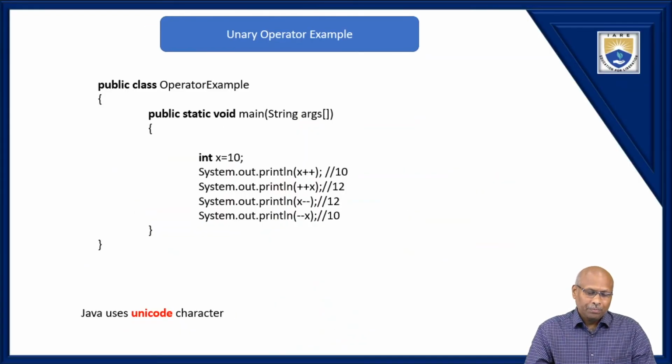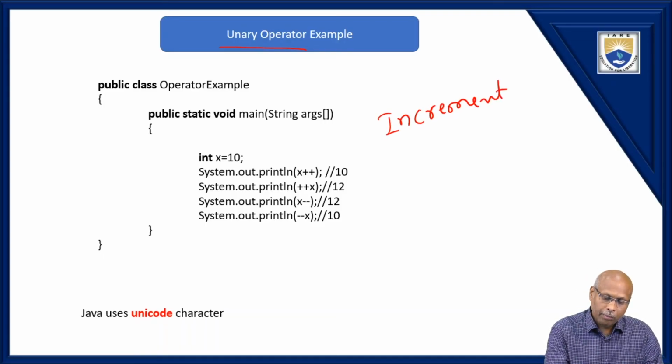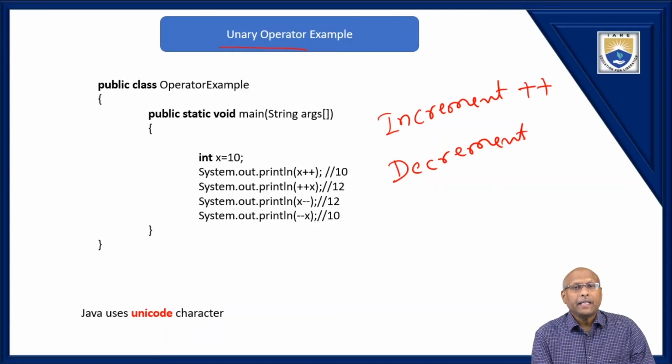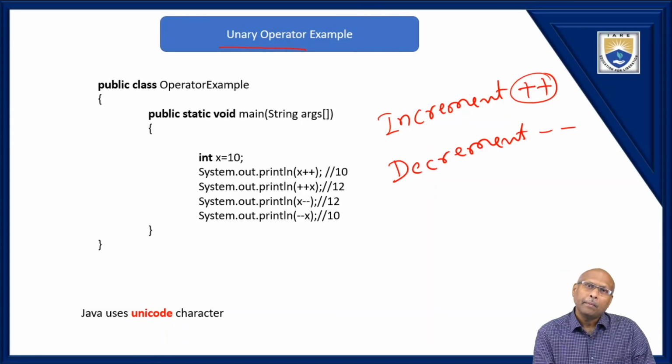we'll write a simple program on how to use the different types of operators. One of the interesting operators is the unary operator. The unary operator may be an increment or maybe a decrement. Increment is represented by the plus plus symbol and decrement is represented by the minus minus symbol. Fine. This plus plus can be used for two purposes, post increment and pre increment. Similarly, decrement can also be used for post decrement and pre decrement.